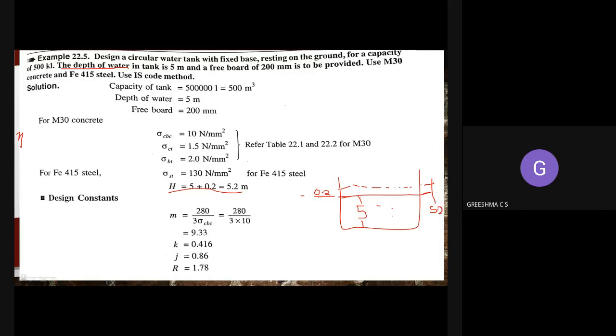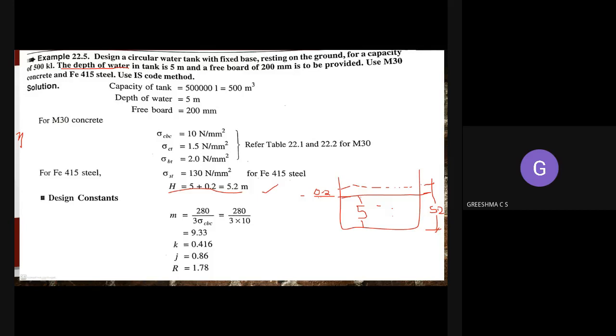Okay, are you getting me? Depth of water is 5 meters. The water-free space is called freeboard. The distance between the maximum allowable water level and the top of the water tank is called freeboard. So you are providing a freeboard of 200 mm, that is 0.2 meters. So the total height is H plus 0.2, that is 5.2 meters.